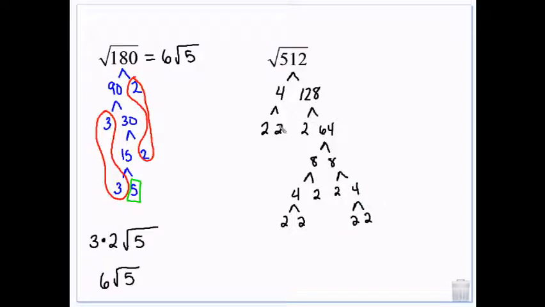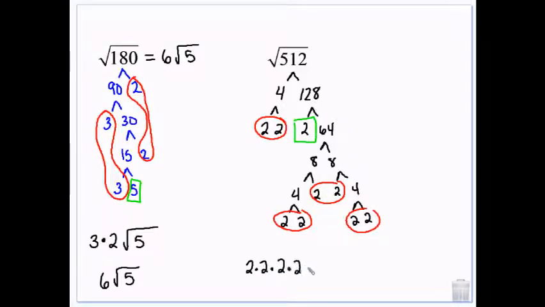All right, so let's do pairs. I have a pair of 2s, and I have another pair of 2s, and another pair of 2s, and another pair of 2s, and I have 1 2 left behind. Do you see that? So I've taken care of all the ends of the branches. So I have 1, 2, 3, 4 pairs. 4 2s come out, and 1 gets left behind.